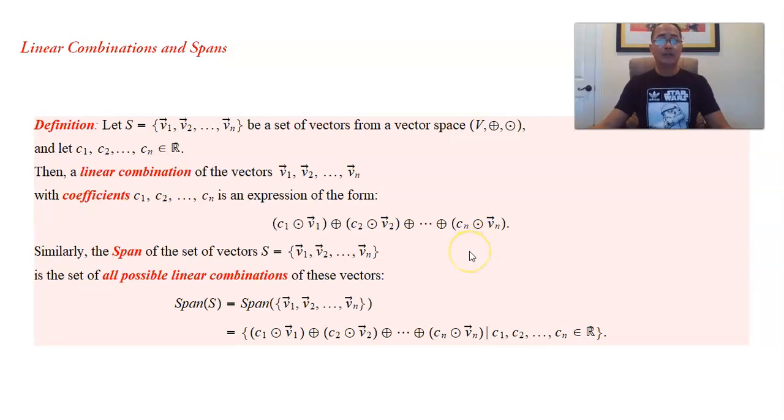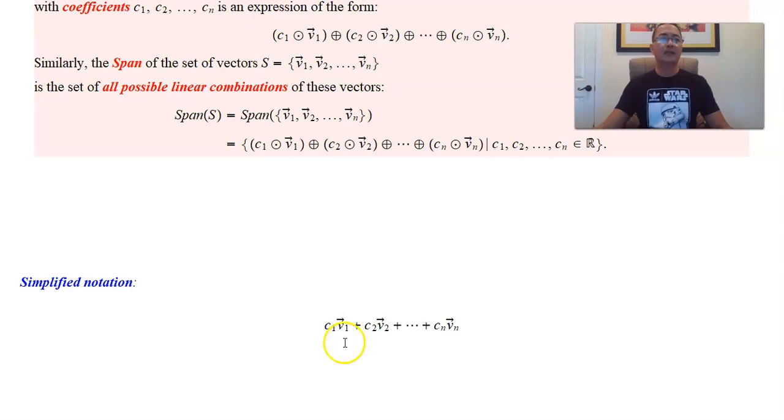So we saw this definition in chapter 1, and it's essentially the same, except for this weird scalar product and this weird vector sum. So of course we're going to get rid of those a little bit later. So similarly, the span of the set of vectors is the set of all linear combinations of these vectors. So of course, the simplified notation will just be C1 times V1 plus C2 times V2, all the way up to Cn times Vn.